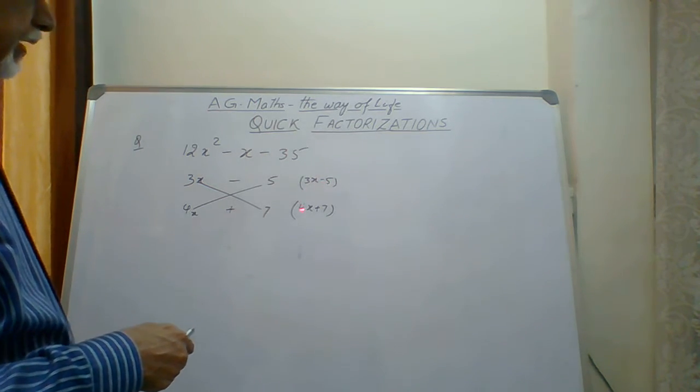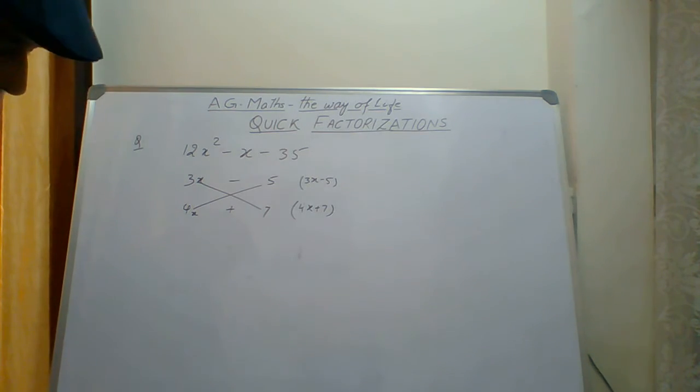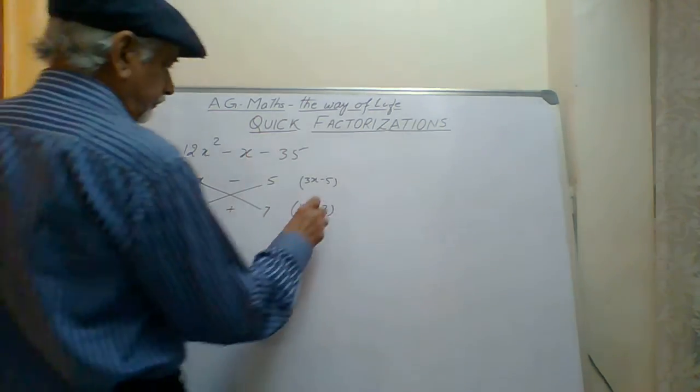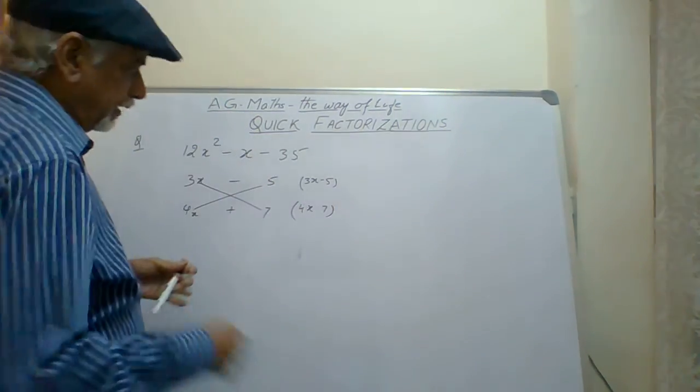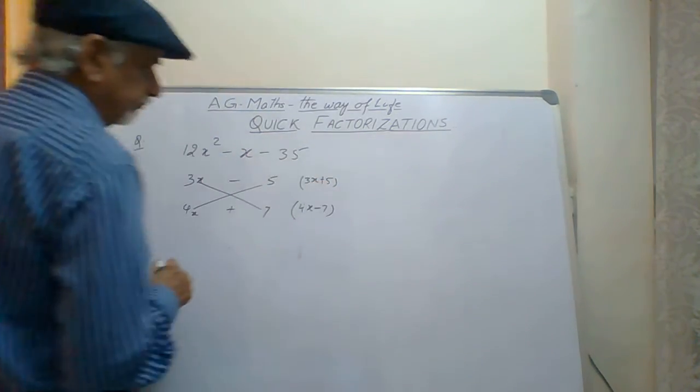3x minus 5 and 4x plus 7, or 3x plus 5 and 4x minus 7. This is a little opposite of what I did. It should be minus here and a plus here.